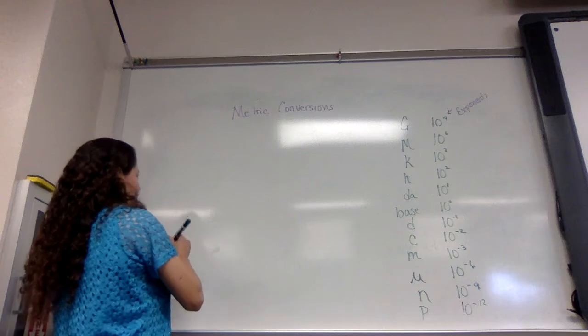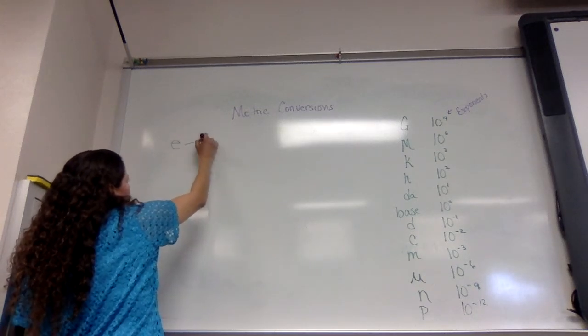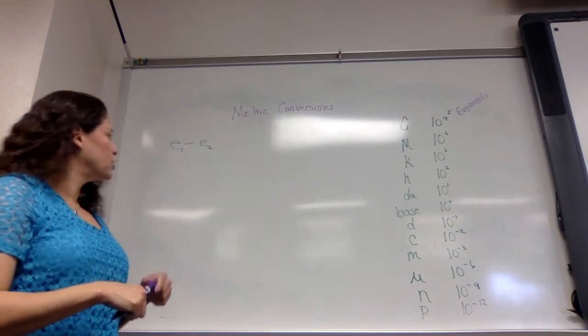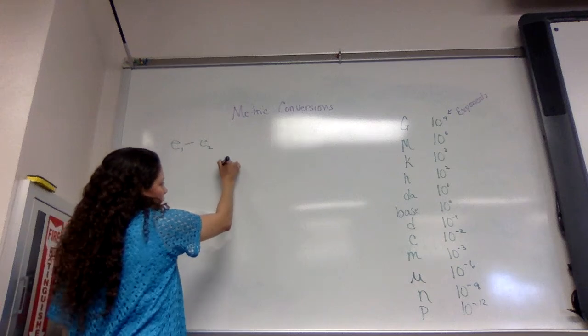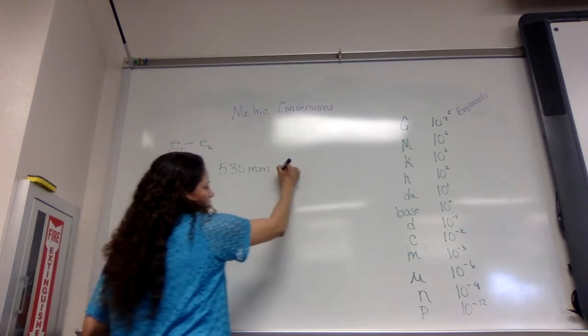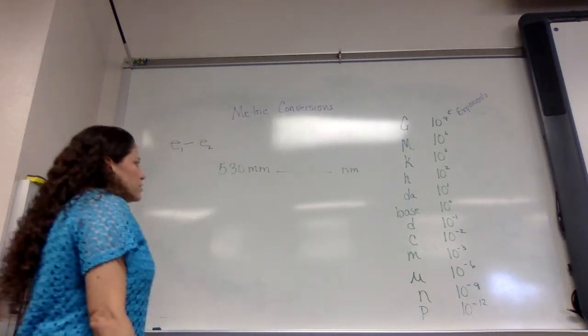Let's do the green. The green comes out better. Exponent minus exponent. It makes life easy when it starts doing conversions. And so, for example, let's say I have 530 millimeters, and I want to convert it over to a nanometer. So just a couple of rules.